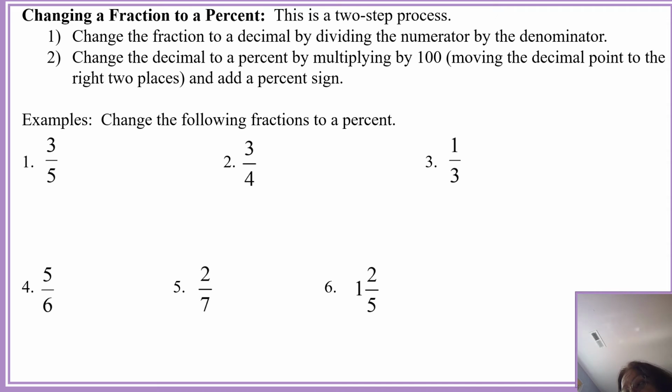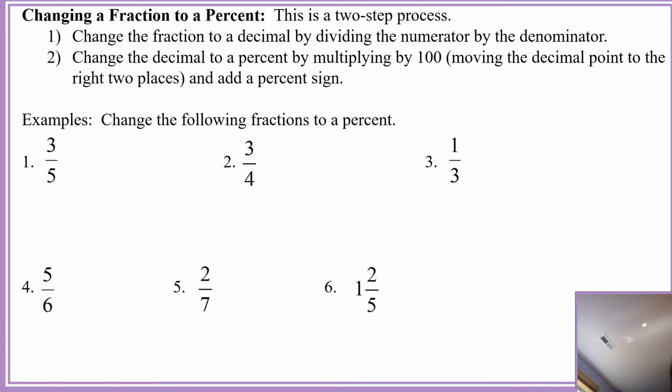And it's these that are a pain because they're fractions, and fractions are always a little more difficult. All right, so change the fraction to a decimal by doing the division. You're dividing the numerator by the denominator. Then you change the decimal to a percent by multiplying by 100. So let's see how this works.